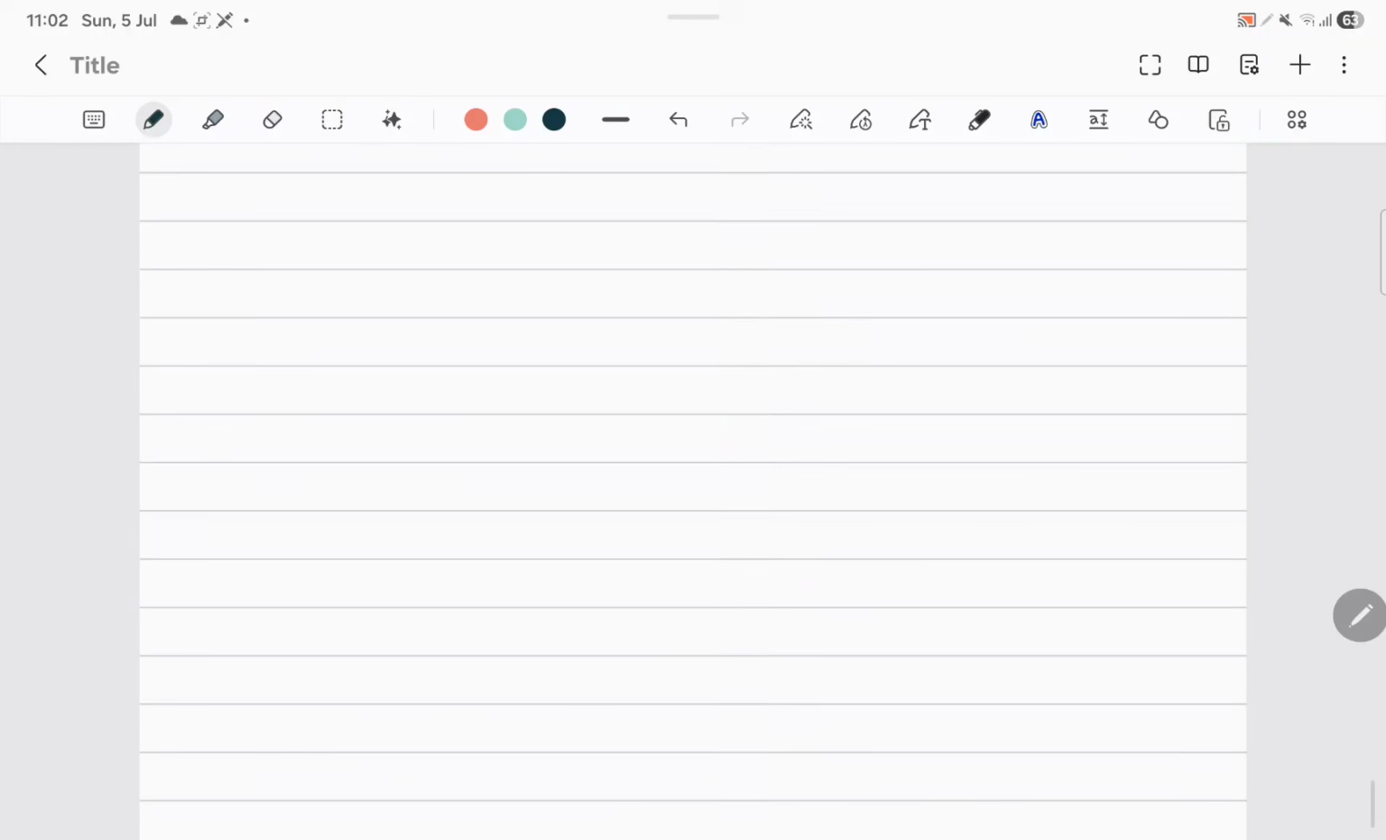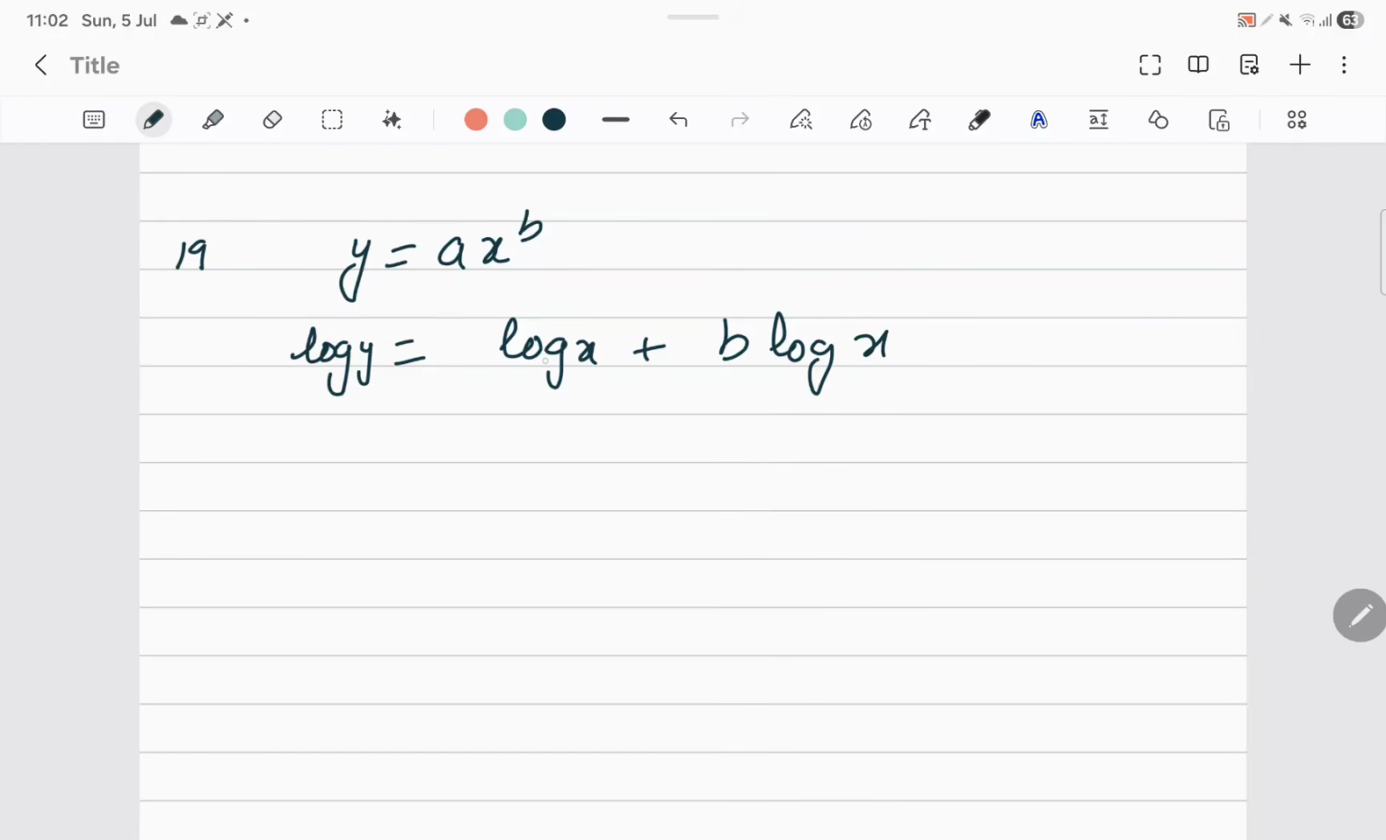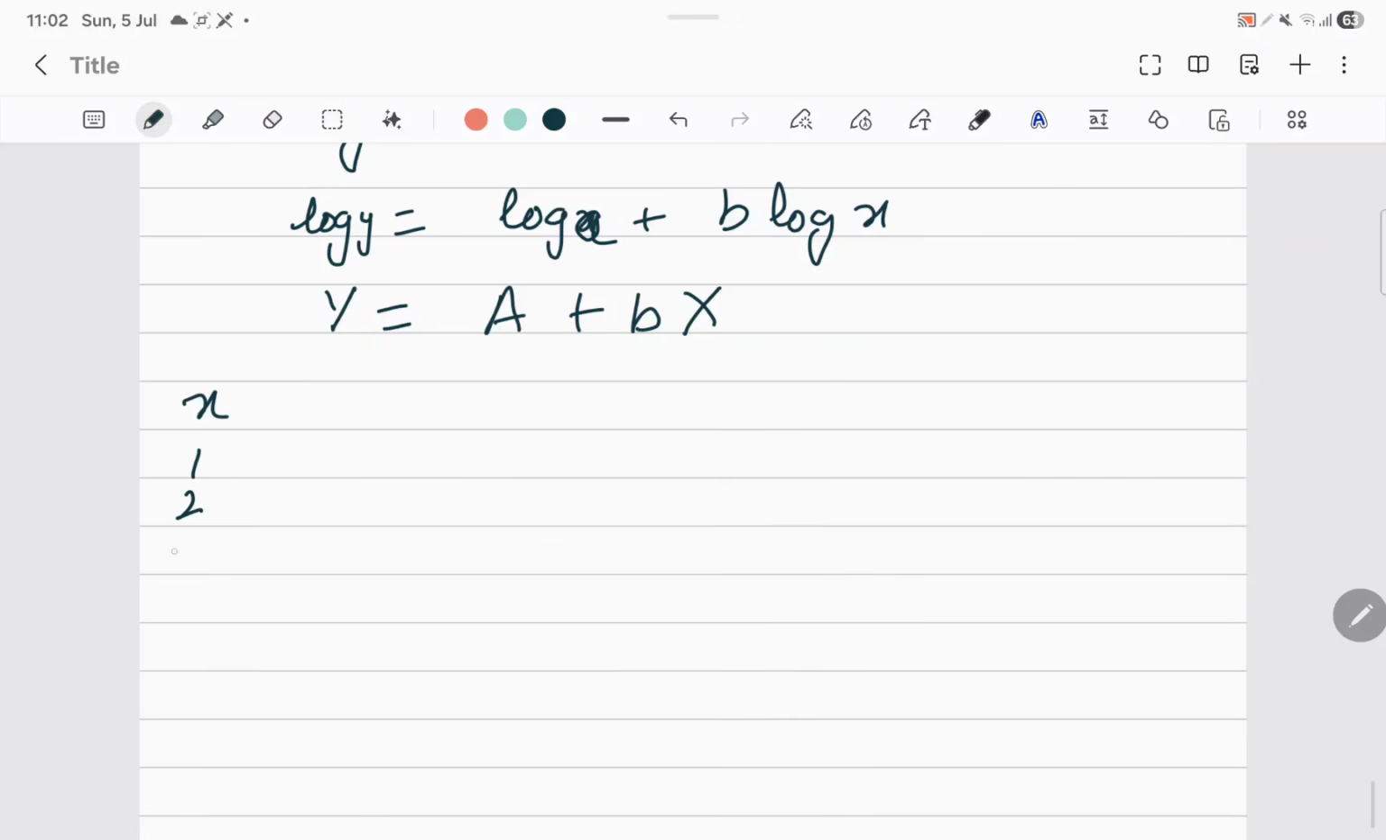Right? Now the next question is question number 19, which is fit a curve y is equal to a x to the power b. Now this is different. What I'll do, log y is equal to log a plus b log x. So this will be capital Y is equal to capital A plus B capital X. So now my whole table will change. First x values they have given is 1, 2, 3, 4, 5. Y value is 0.5, 2, 4.5, 8, 12.5.